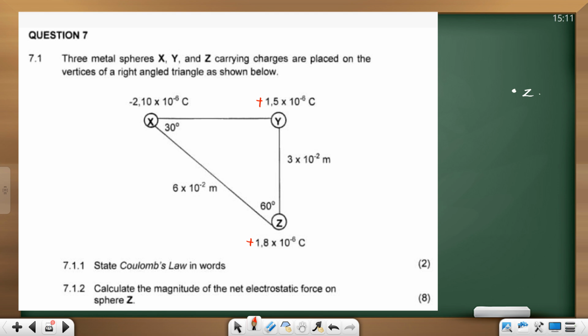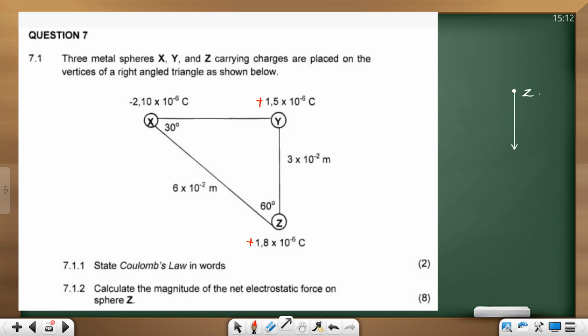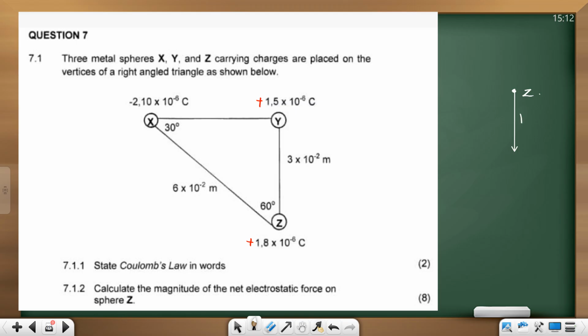Now, I'm going to look at Z. Since we are focusing on Z, let's look at Z and Y. Let's look at the vertical one. What's going to happen? They repel. So Z should be going where? Down. That's how we deal with questions like that. And the examiner is saying force, so let's call this F of Y on Z.